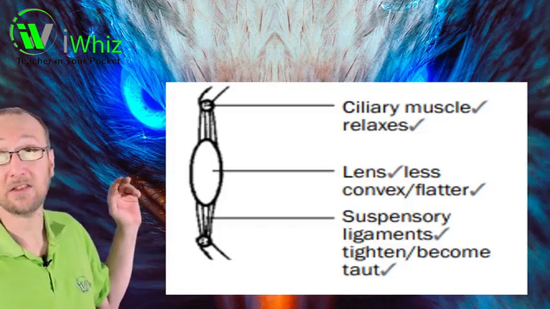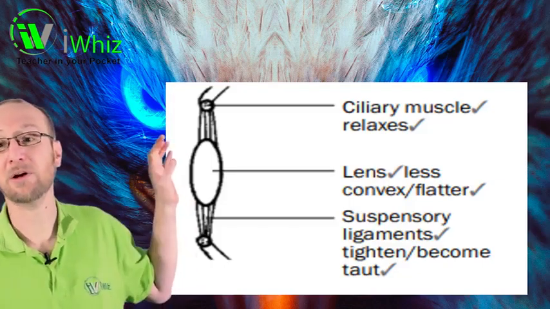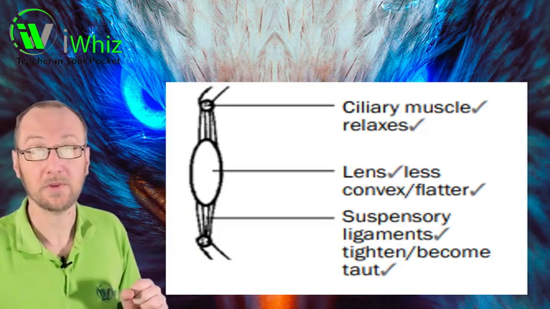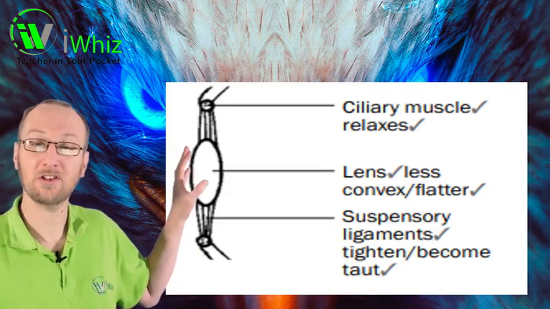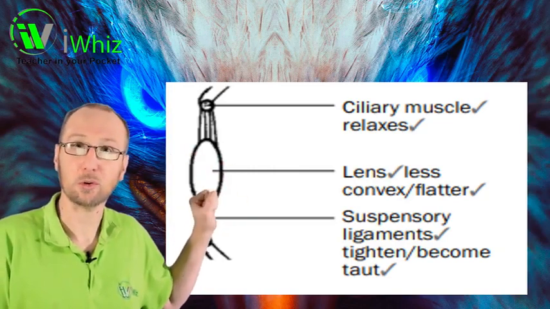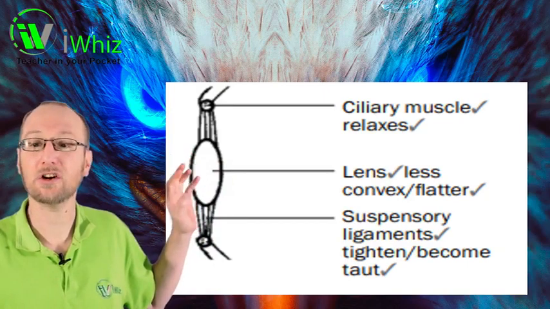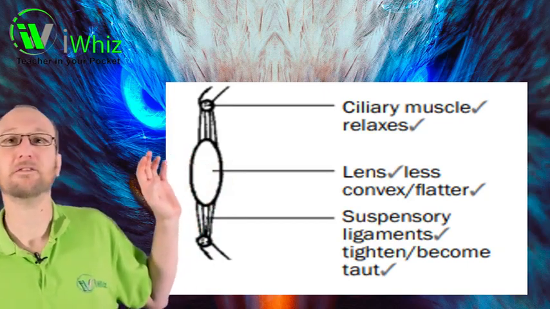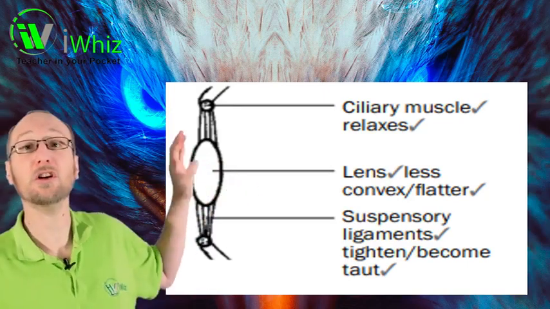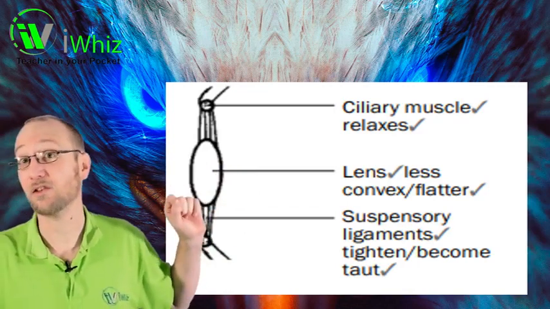As you can see in this diagram, the ciliary muscles must be relaxed. The suspensory ligaments must be tighter or taut, and the lens must be less convex. In other words, it must be flatter. So this is what it looks like when you're looking at an object that is further away.